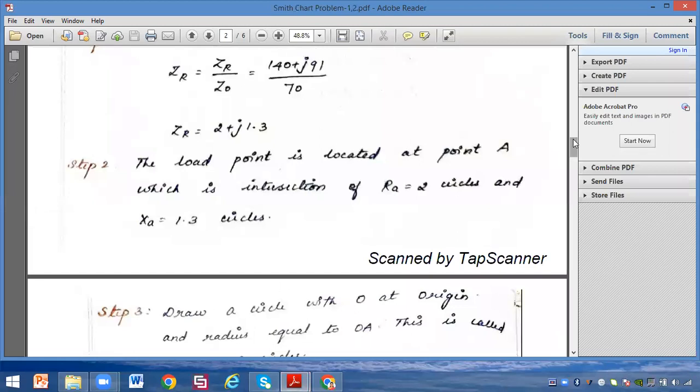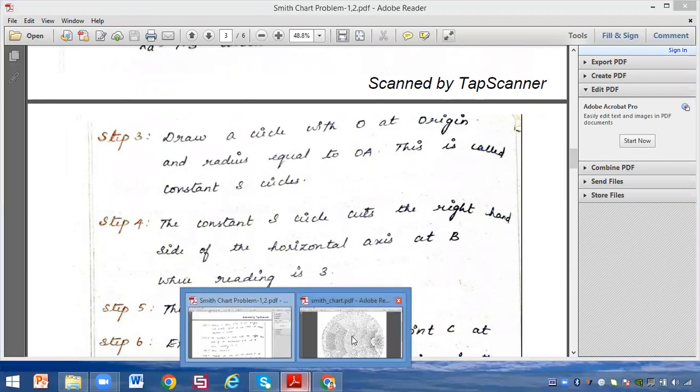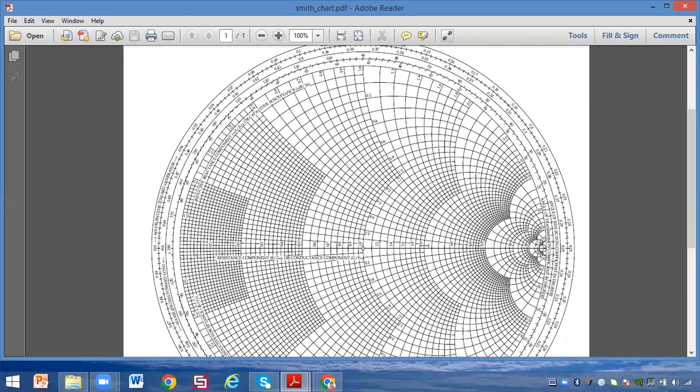This is your second step, and the third step is to draw a circle with O at the origin and radius equal to OA. This is called the constant S circle. We mark zR, the normalized load impedance, at this point. Now take the radius from the origin. The origin point is where RA is equal to 1 on the unit circle. Using a scale, draw the line to the normalized load impedance. With that radius, draw the constant S circle.